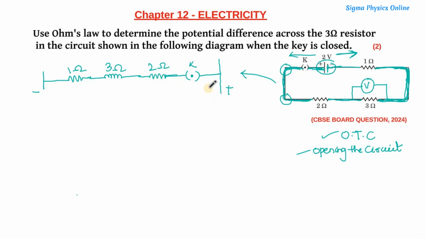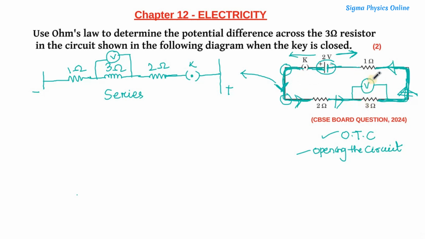So using this OTC method or opening the circuit method, we can easily identify whether the circuit is a series or a parallel one, or the resistors are connected in series or parallel. Now since there is no branch over here, all the resistors are connected in a single line. So this circuit is a series circuit. So now that we are clear with the series circuit, let's find out the potential difference across this 3 ohm resistor. So first let's find out what's the resistance of this circuit, and then we'll find out what is the current flowing in this circuit, and then finally apply Ohm's law to find out the potential difference across the 3 ohm resistor.